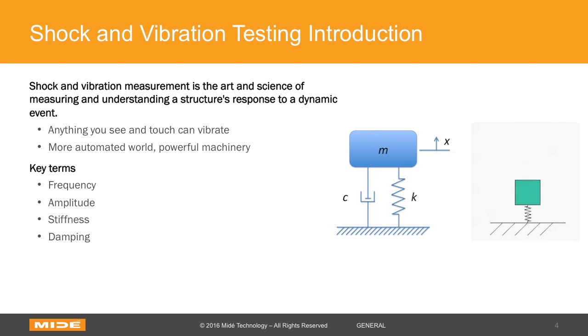I really like that definition because it implies that there's a lot that goes into it, and it's not really cut and dry. It's not just a scientific process. There are definitely some artistic things you'll need to do to effectively set up your equipment and also to analyze the data. Everything you see and touch can vibrate. The technical definition is that all bodies possessing mass and elasticity are capable of vibration, which basically means everything you see and touch can vibrate. As the world becomes more and more automated with more and more powerful machinery, vibration is an ever increasing thing to think about as design engineers.